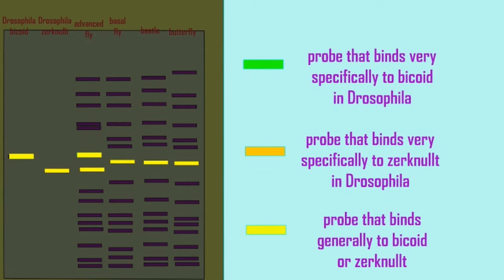And how would you interpret these results where a probe which generally binds to both bicoid and Zerknüllt DNA, given that these two different genes encode similar proteins, homeodomain Hox proteins which bind DNA?